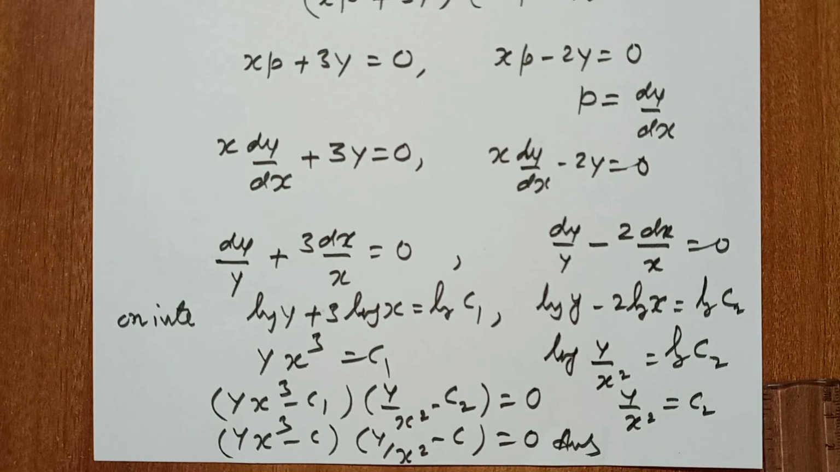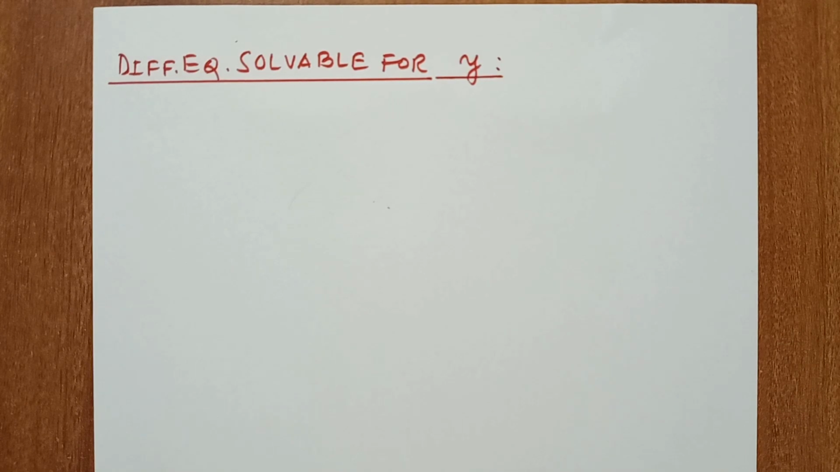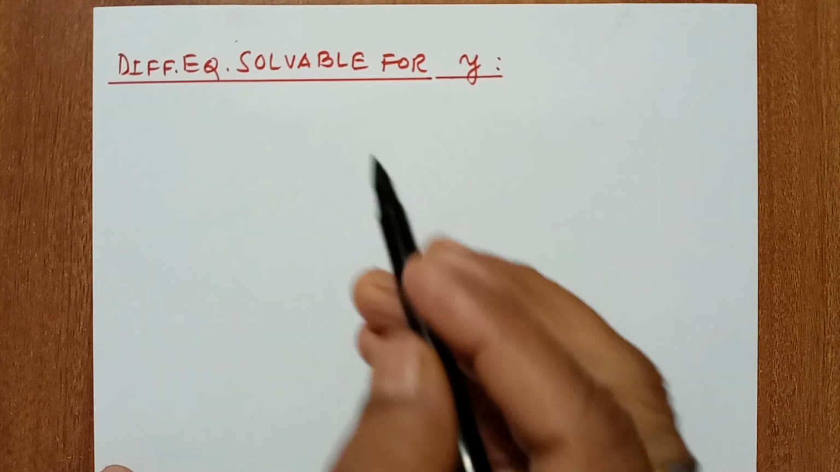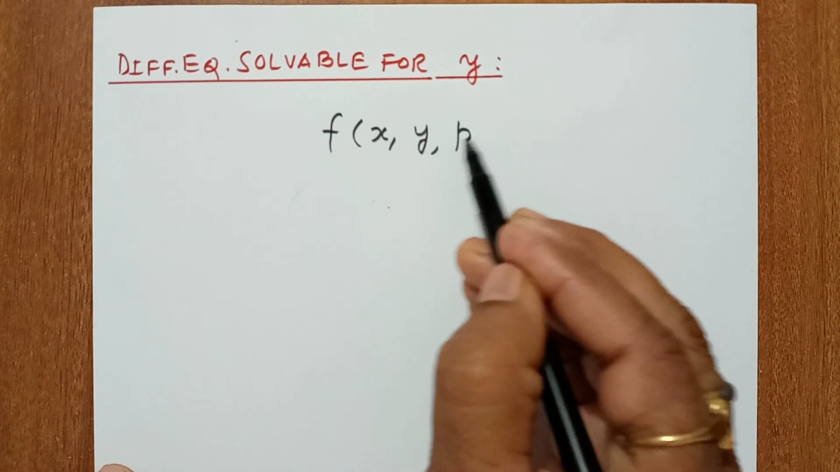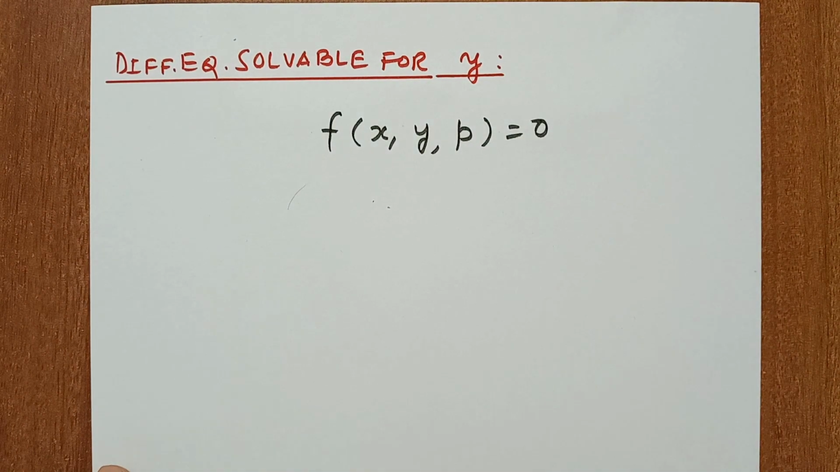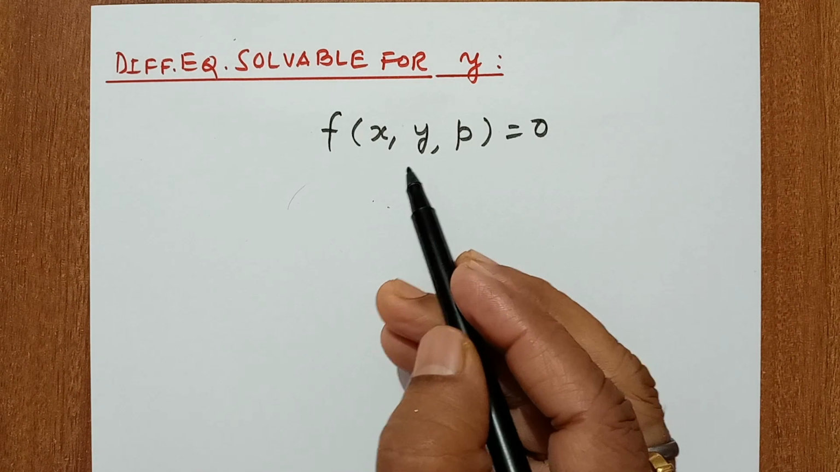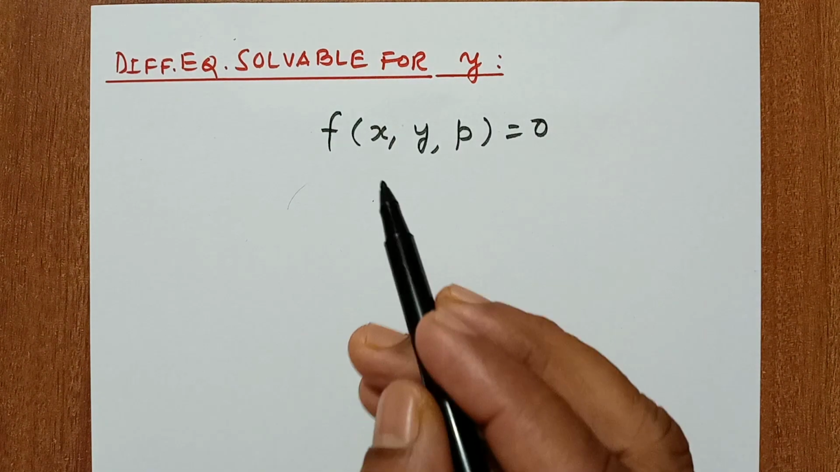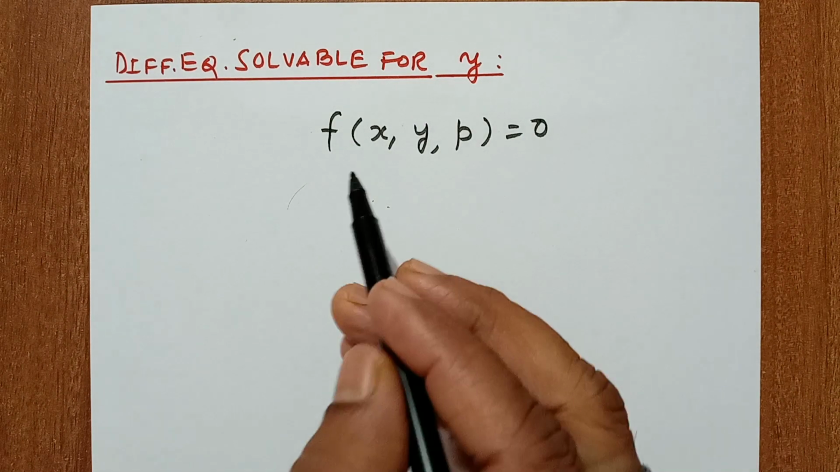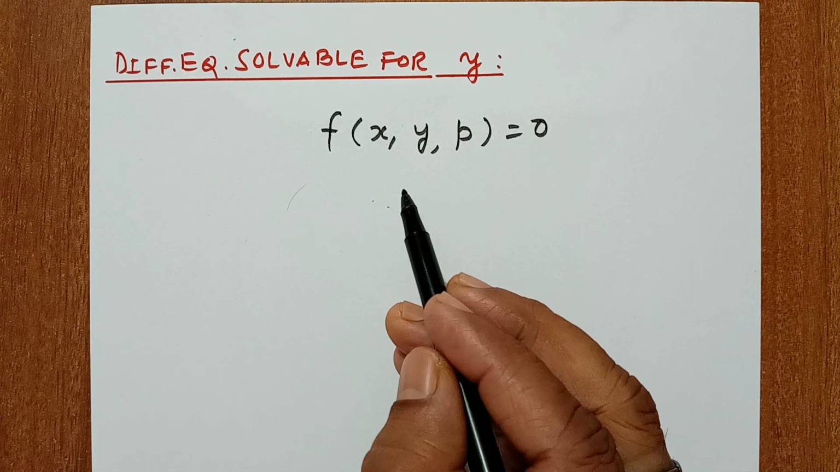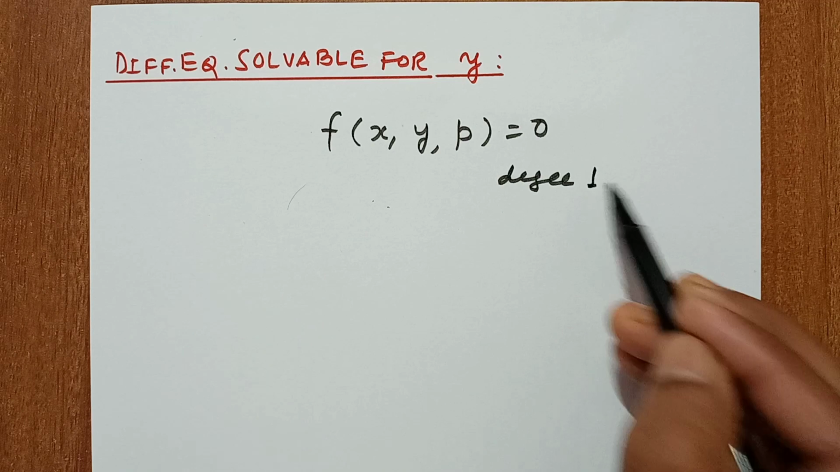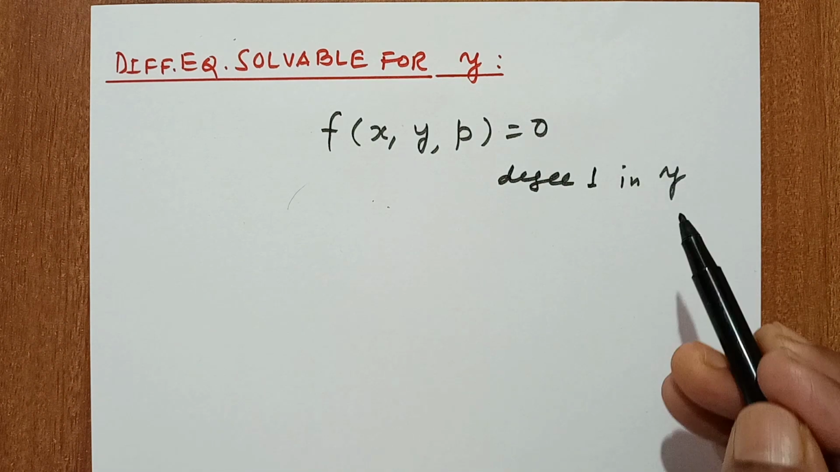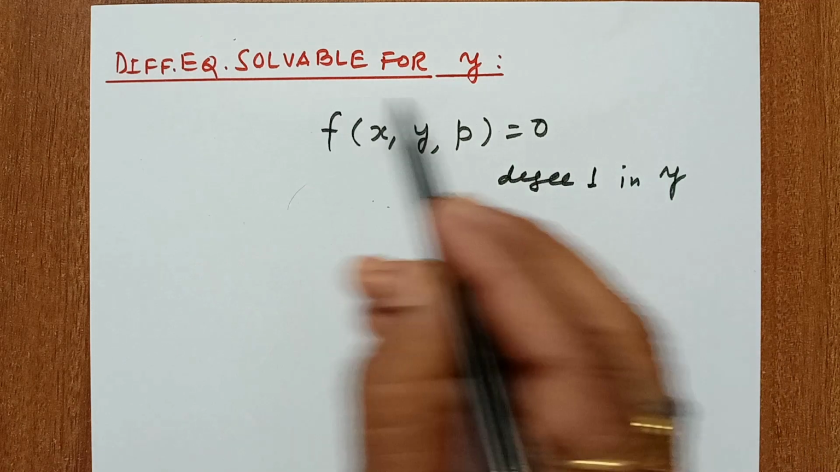Okay, differential equations solvable for y means the given differential equation is of the form f of x, y, p equal to 0. So first we will check how we can say the given differential equation is solvable for y. So first we see very carefully the given differential equation. First condition is the given differential equation is of degree 1 in y.